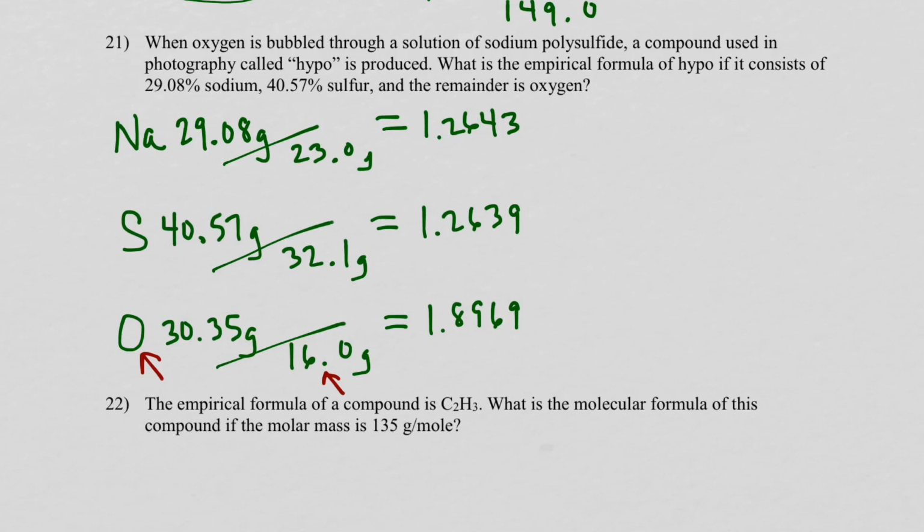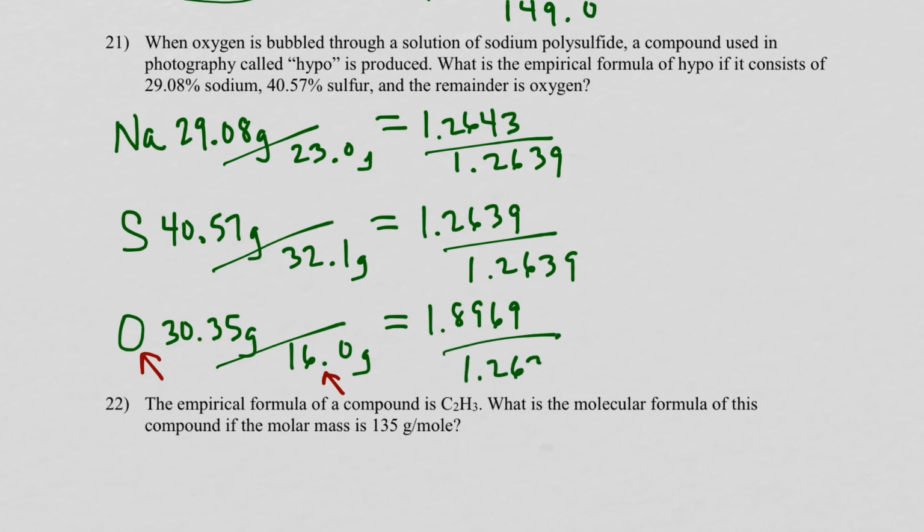Step 2, divide each number of moles by the smallest number of moles of all the answers you get in this step. And in this particular one, that's going to be 1.2639. So I'm going to divide each one of these by 1.2639. So when you divide each one of these by 1.2639, and again, you're dividing them all by the smallest, they come out to 1, 1, and 1.5.